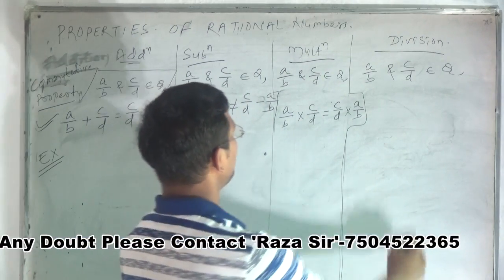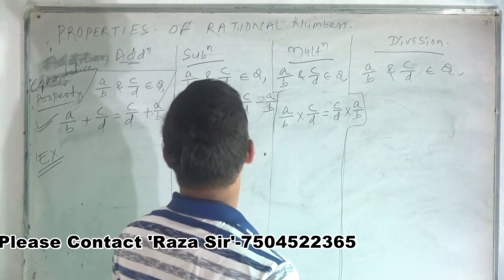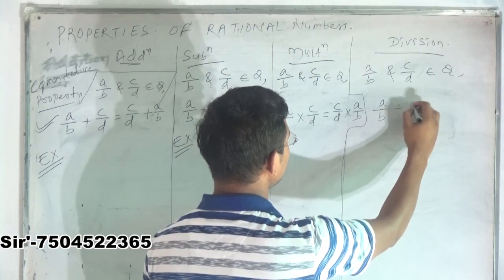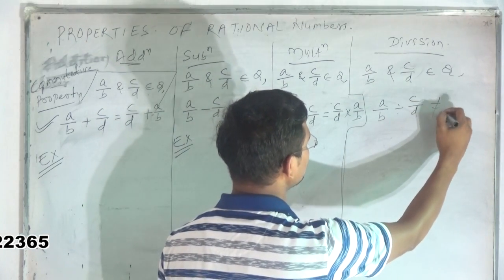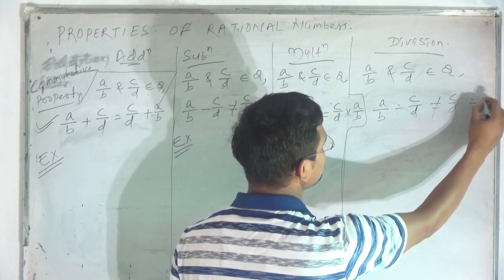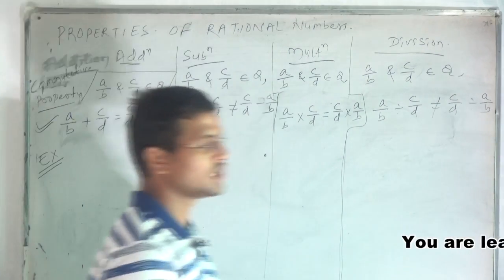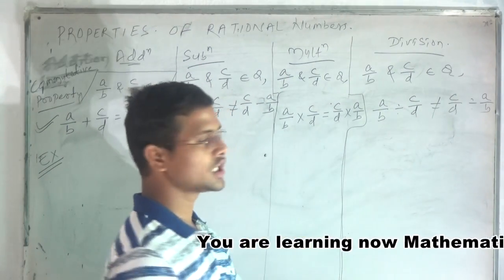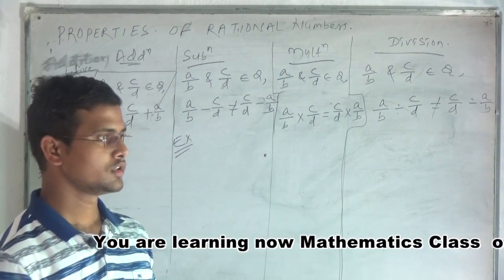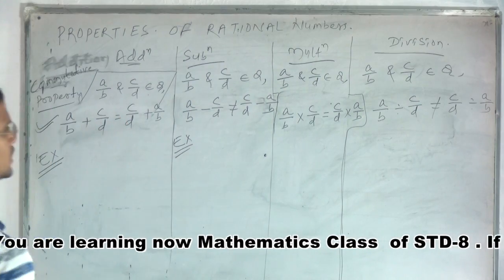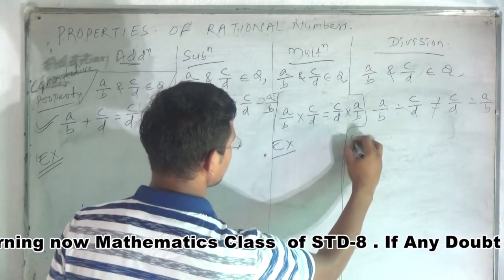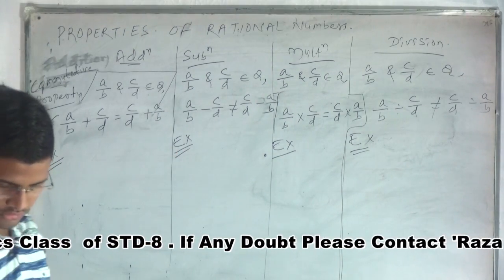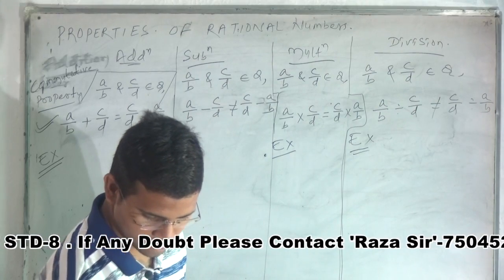Okay. Then another thing, division of the rational numbers. a by b divided by c by d is not equal to c by d divided by a by b. That means division of rational numbers is not commutative. Then you can check those things, take examples. If any doubt, you can call me.